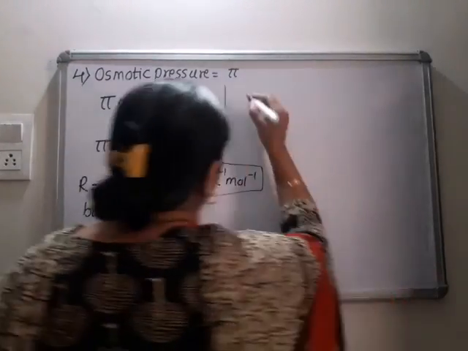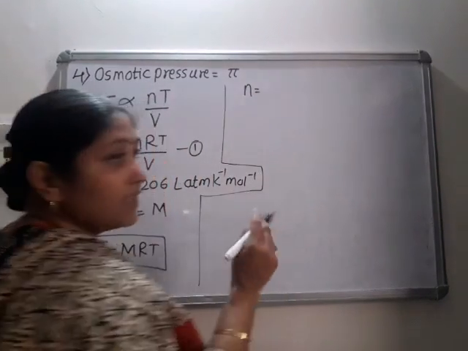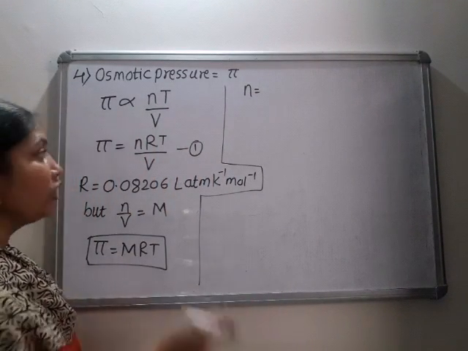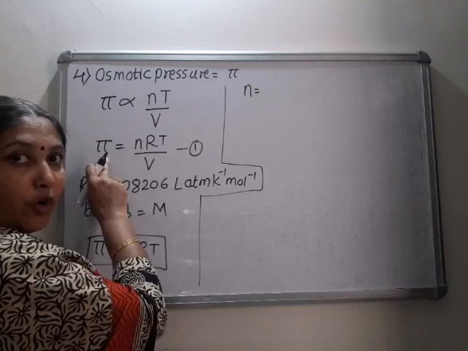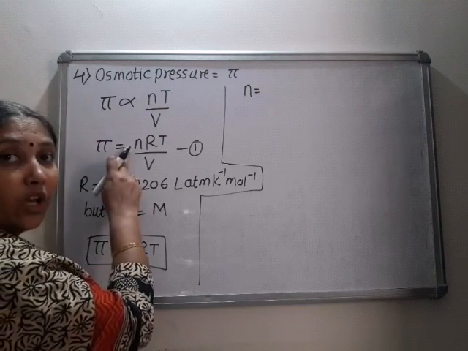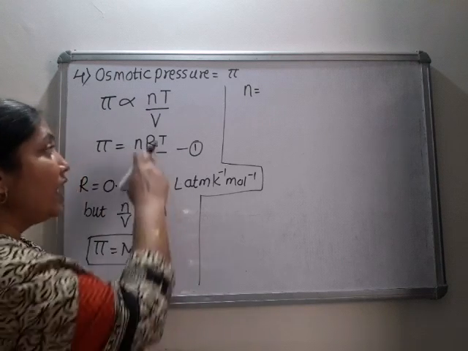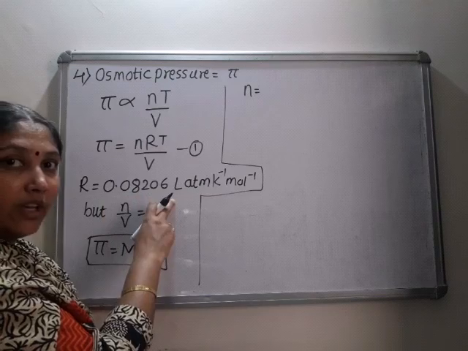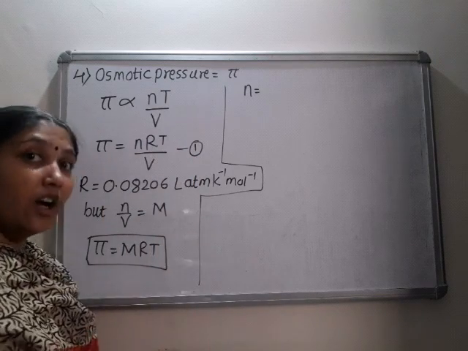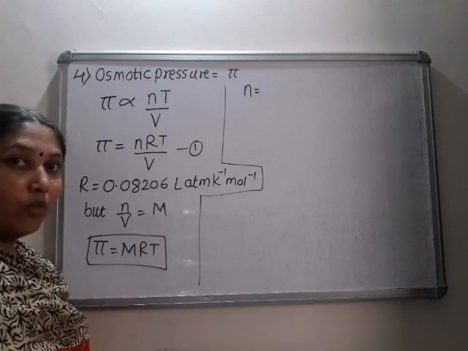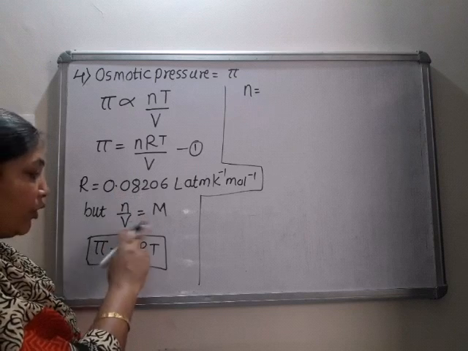Okay. What is meant by n value? n is equal to given weight upon molecular weight. What is pi? Pi is the osmotic pressure of the solution. n means what? Number of moles of solute. R is the gas constant, or here we can say solution constant. T, a particular temperature. V, the volume of that solution. Okay. n upon V is M.